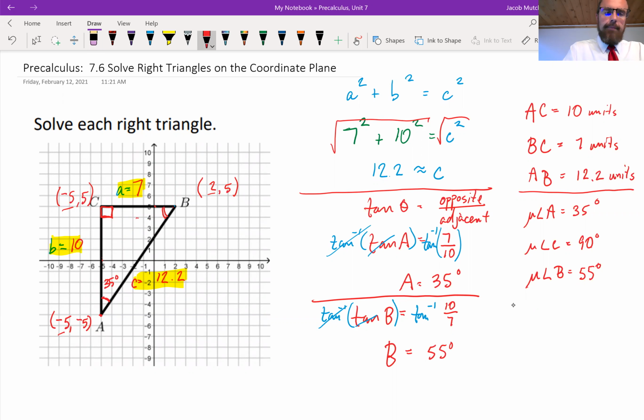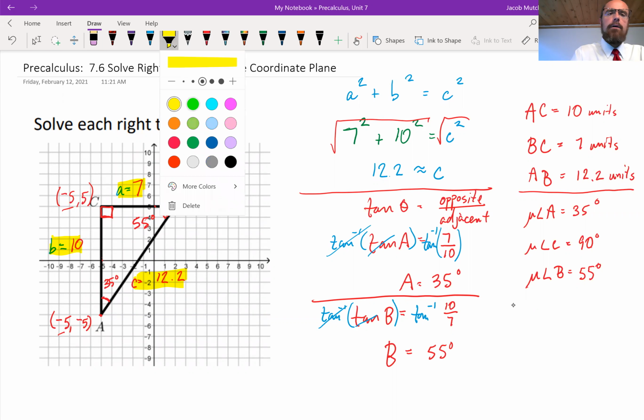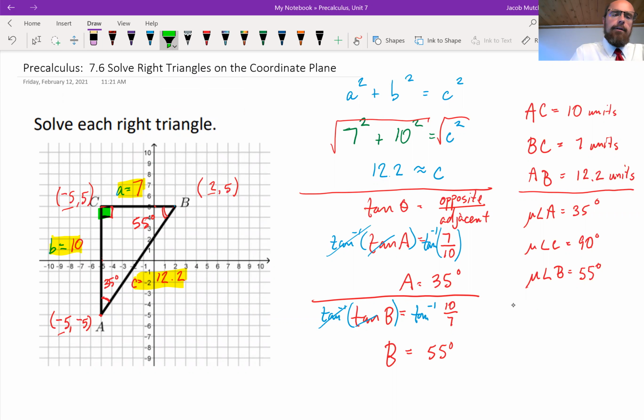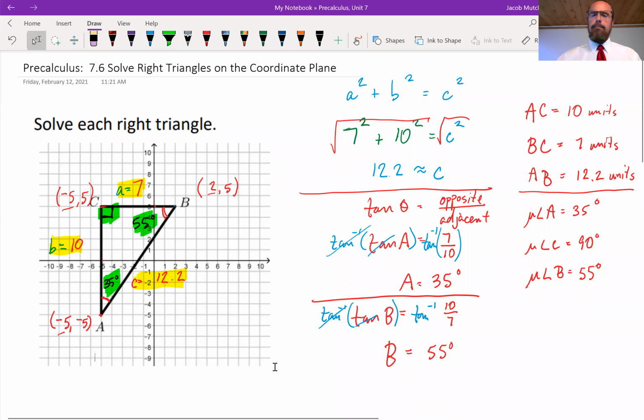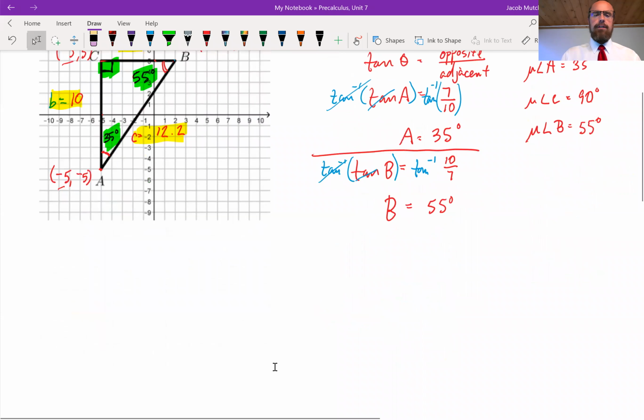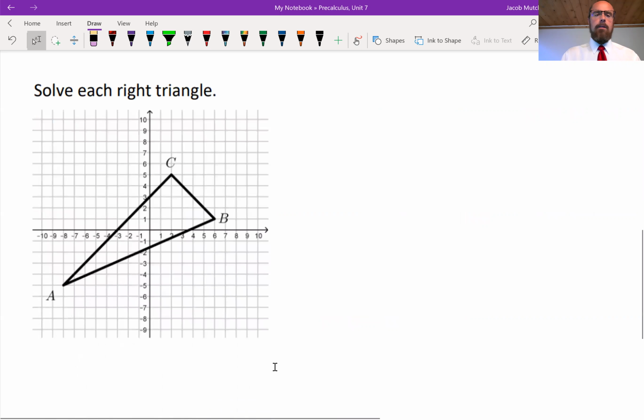Just to remind what that means, it means that I've found all three side lengths. Those are the ones that are highlighted in yellow, and all three angle measures. Those are the three highlighted there in green. We have solved the right triangle. Notice our strategy there involved the Pythagorean theorem, and then also this tangent ratio, where we use the inverse tangent to find the angle measure.